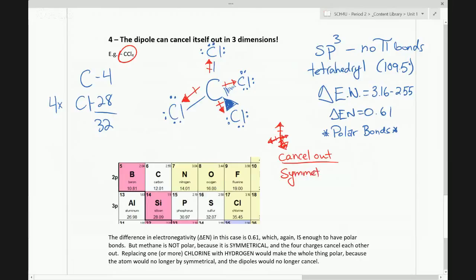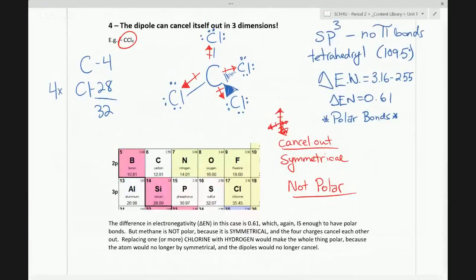Again, you don't have to draw it like this, but what we know is it cancels out because they're symmetrical. Because we know hybrid orbitals always try to make the angle between them perfectly equal. And so the dipoles end up all going in exactly opposite directions. And so this would be not polar, again, even though each of the bonds is polar.